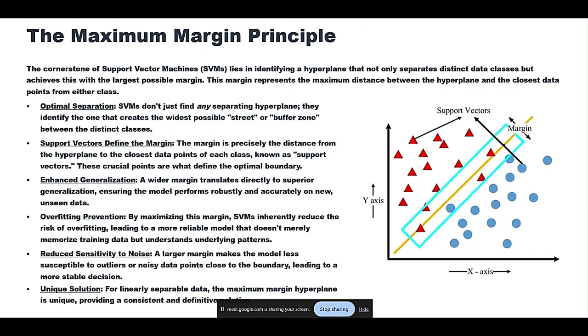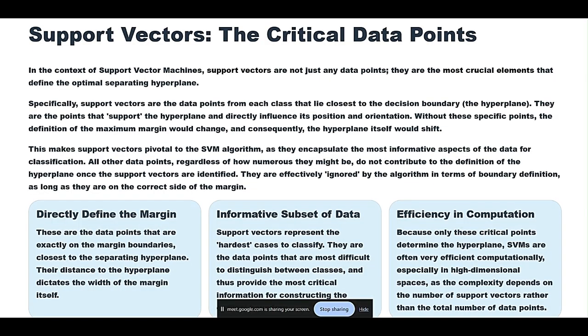So now in this slide we will understand the maximum margin principle. The cornerstone of support vector machines is the maximum margin principle. SVMs identify the hyperplane that separates distinct data classes with the largest possible margin. This margin is the maximum distance between the hyperplane and the closest data points from either class. These closest data points are known as support vectors, and they are what define the optimal boundary. A wider margin leads to superior generalization, ensuring the model performs robustly on new and unseen data. By maximizing this margin, SVMs inherently reduce the risk of overfitting. Now jump to the next slide.